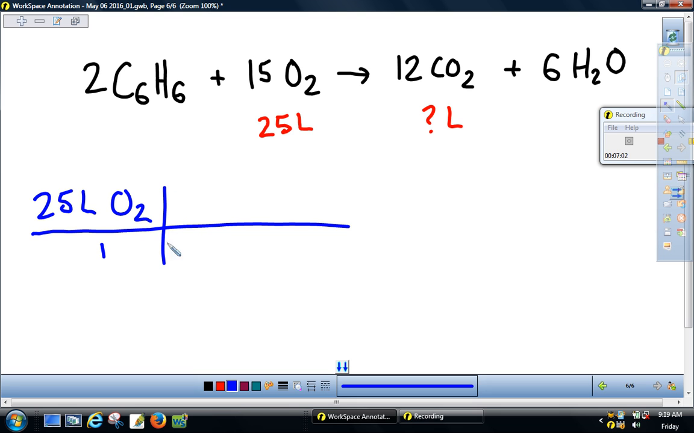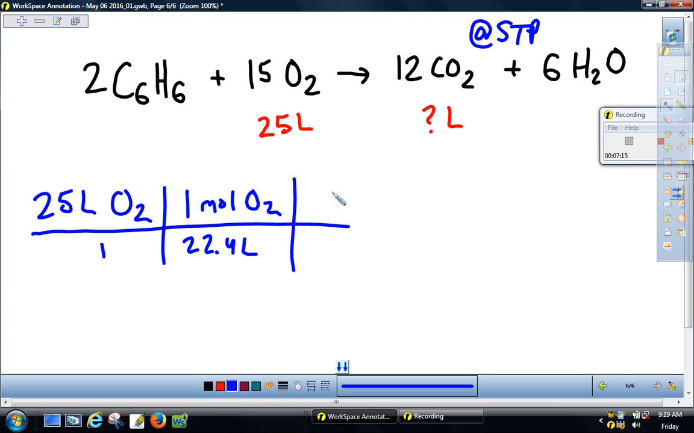And because, once again, we're working at STP in this tutorial, then we know that 1 mole of any gas, including oxygen, will take up 22.4 liters of volume. So that's our first step. Take the liters that you had and divide by 22.4 to convert into moles. We then multiply by the ratio. 12 moles of CO2 can be produced from 15 moles of O2.